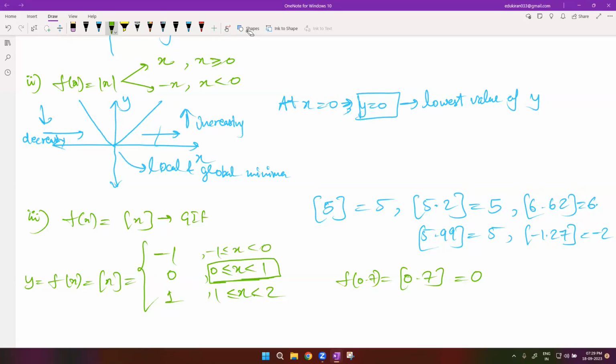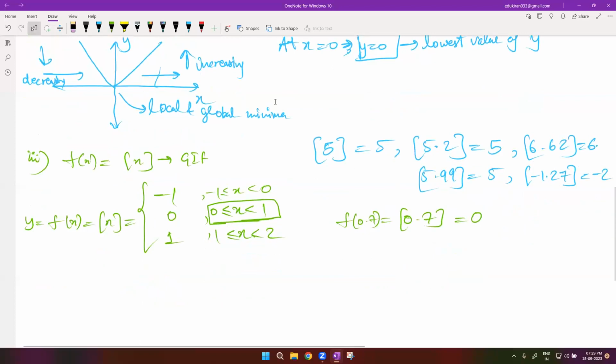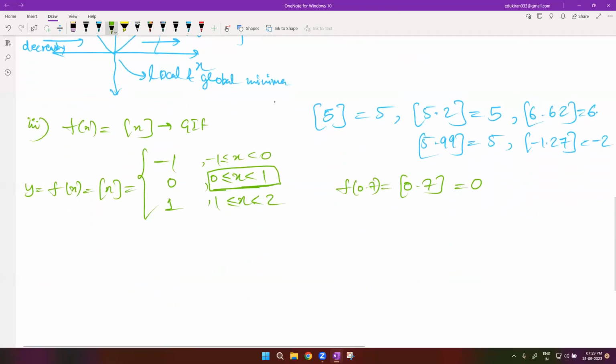Yeah. So this is how you can draw your graph of the greatest integer function of x. Now the graph of the greatest integer function of x will look something like this. When x is from 0 to 1, the graph is this. At 0, the value is 0, but at 1, the value goes back to this point. At this point, there is a hook.